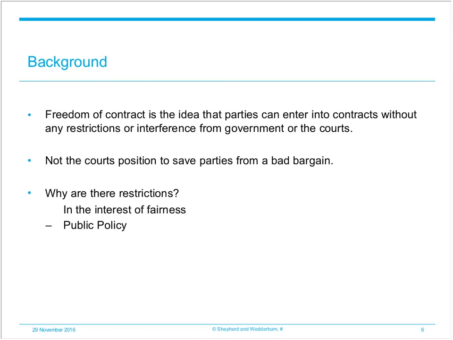The principle of freedom of contract, put simply, is the idea that parties can enter into contracts without any restrictions or interference from government or the courts. This concept is one strongly upheld by the law, as we have discussed in our previous webinars. For instance, the courts have stated clearly that when interpreting a contract, it is not their role to save parties from a bad bargain. Instead, the courts will give the words used their ordinary meaning, even where this leads to a very adverse result for one party.